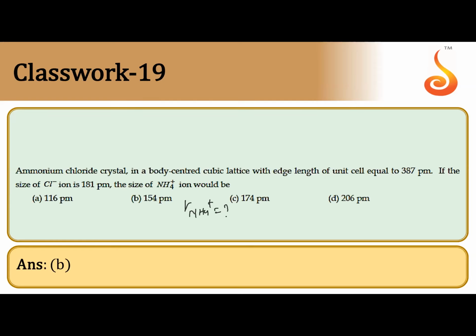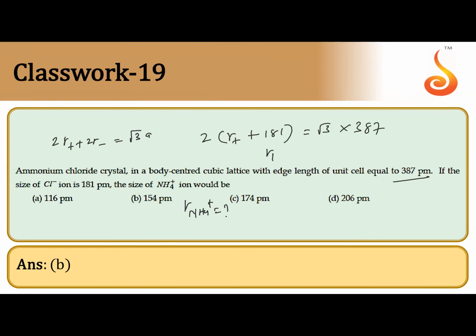In the body centered cubic unit cell, ions touch each other along the body diagonal of the cube. So accordingly, you have one formula we discussed in the competitive: 2R plus + 2R minus = root 3 a. So 2 into R plus, the radius of cation, you have to calculate. You don't know. Radius of anion is 181 picometer. That is equal to root 3 into edge length, which is 387 picometers. So please calculate R plus here.